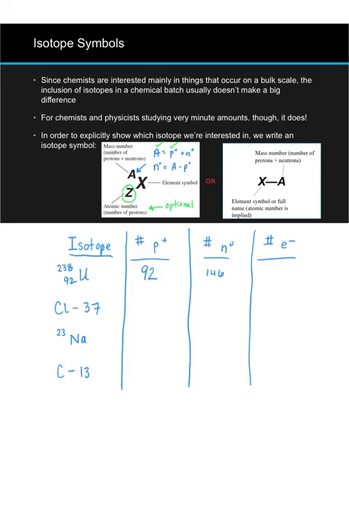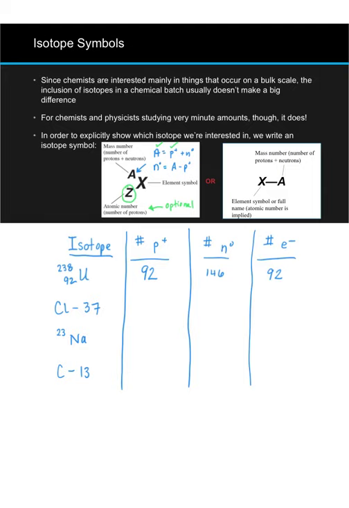Because elements on the periodic table are assumed electrically neutral, and because we haven't been given any evidence to the contrary here for uranium, we're going to say that the number of electrons must be equivalent to the number of protons in order to maintain electroneutrality. 92 electrons for 92 protons.